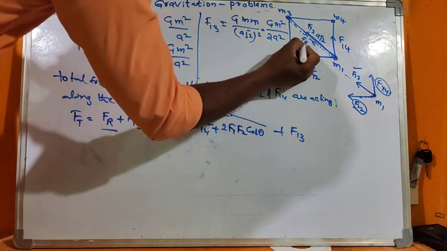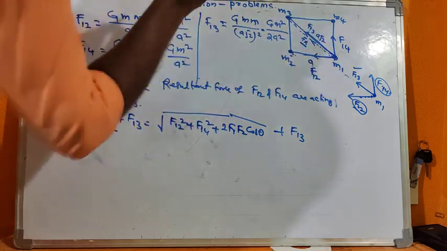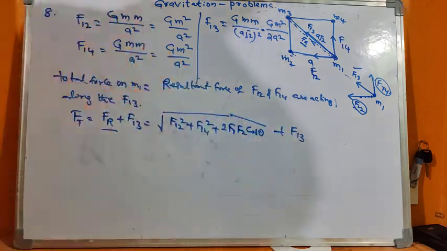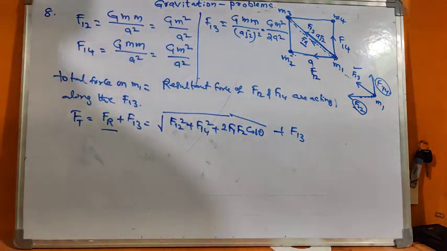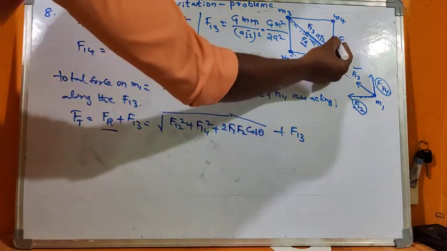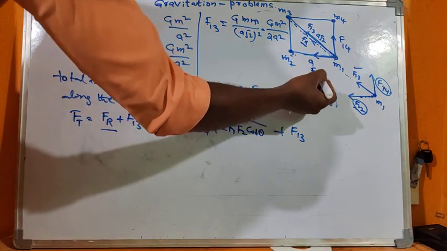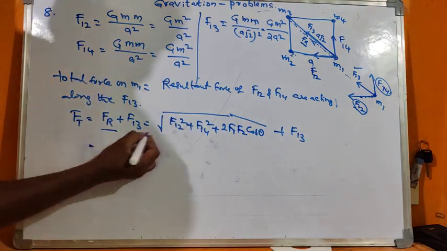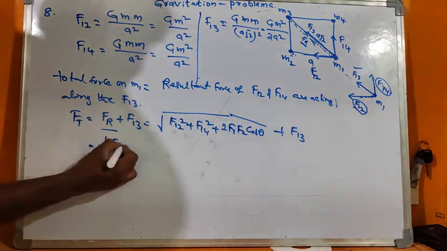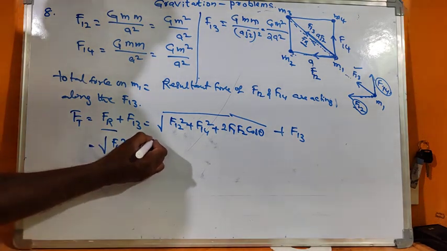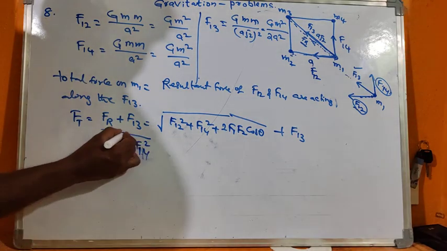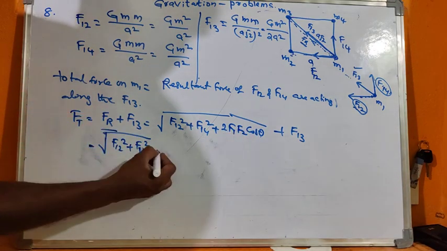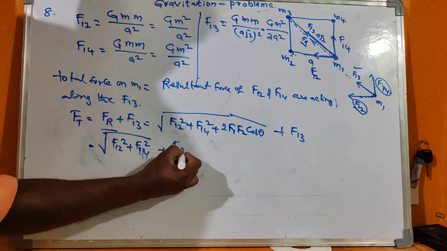Fr is also in the direction of F13, so that's why we are adding these two vectors. The angle between F14 and F12 is 90 degrees, and cos 90 is equal to 0. So we can write F12 square plus F14 square, and with cos 90 equal to 0 the last term becomes 0, plus F13.